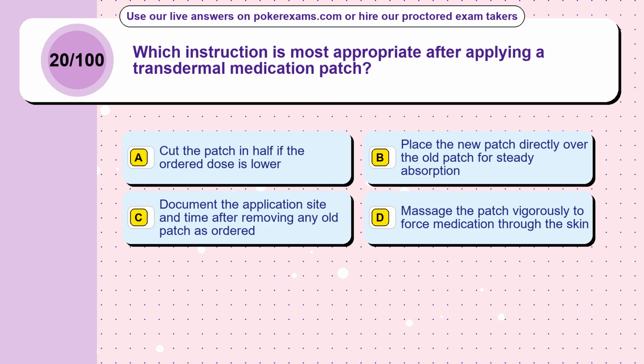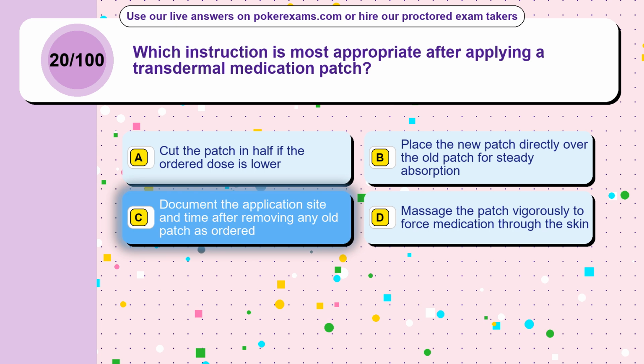Question 20. Which instruction is most appropriate after applying a transdermal medication patch? Option A. Cut the patch in half if the ordered dose is lower. Option B. Place the new patch directly over the old patch for steady absorption. Option C. Document the application site and time after removing any old patches ordered. Option D. Massage the patch vigorously to force medication through the skin. The correct answer is option C.